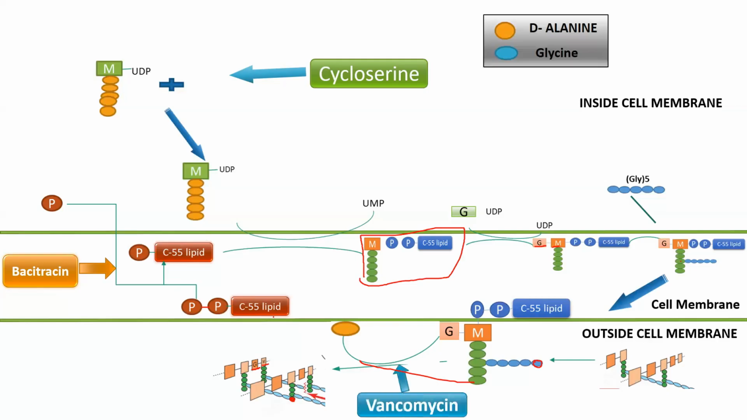Vancomycin acts here, inhibiting the alanine molecule from getting off at the fifth position, and beta-lactams inhibit the covalent bonding occurring between these two. Here, this enzyme is inhibited by beta-lactam antibiotics. So this was all about drugs acting as cell wall synthesis inhibitors.